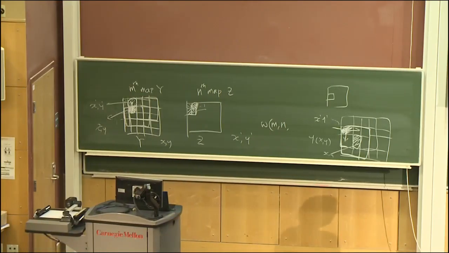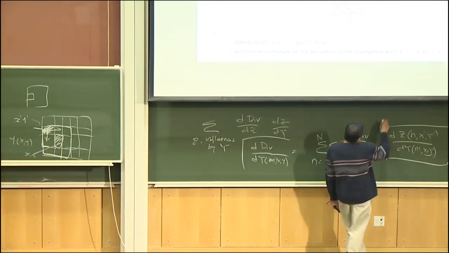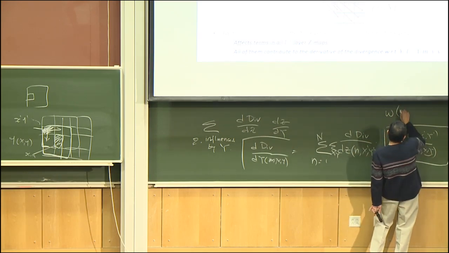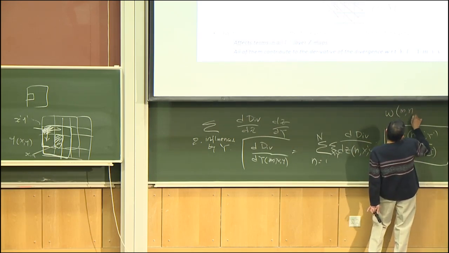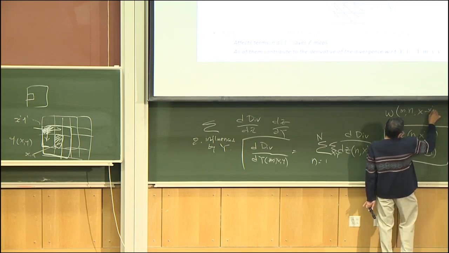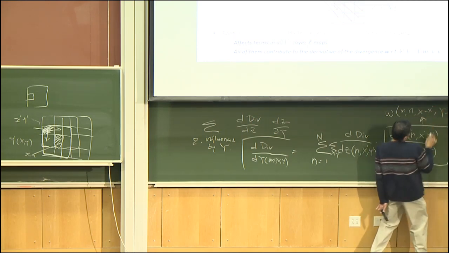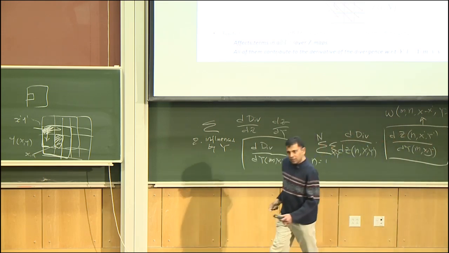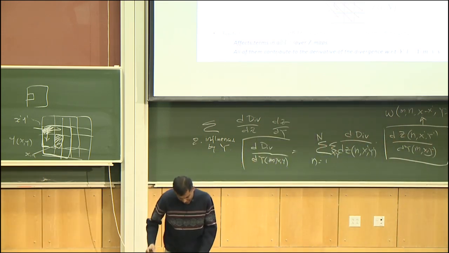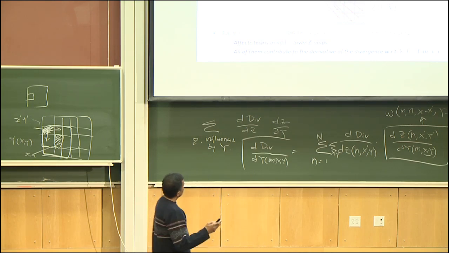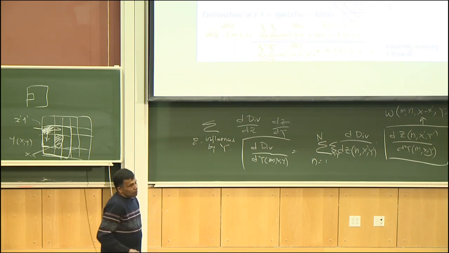And so this is simply w connecting the mth layer to the nth layer, and the index is x minus x prime, y minus y prime. That's this term, right? So once I write this, the rest is easy. I can just write down the formula.